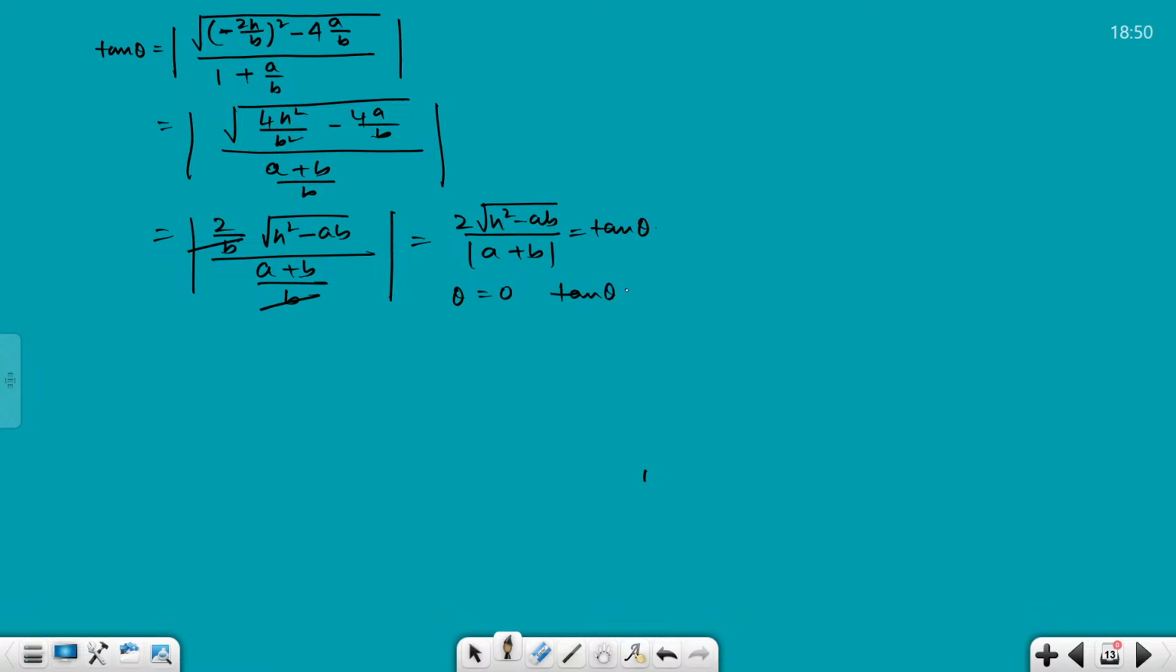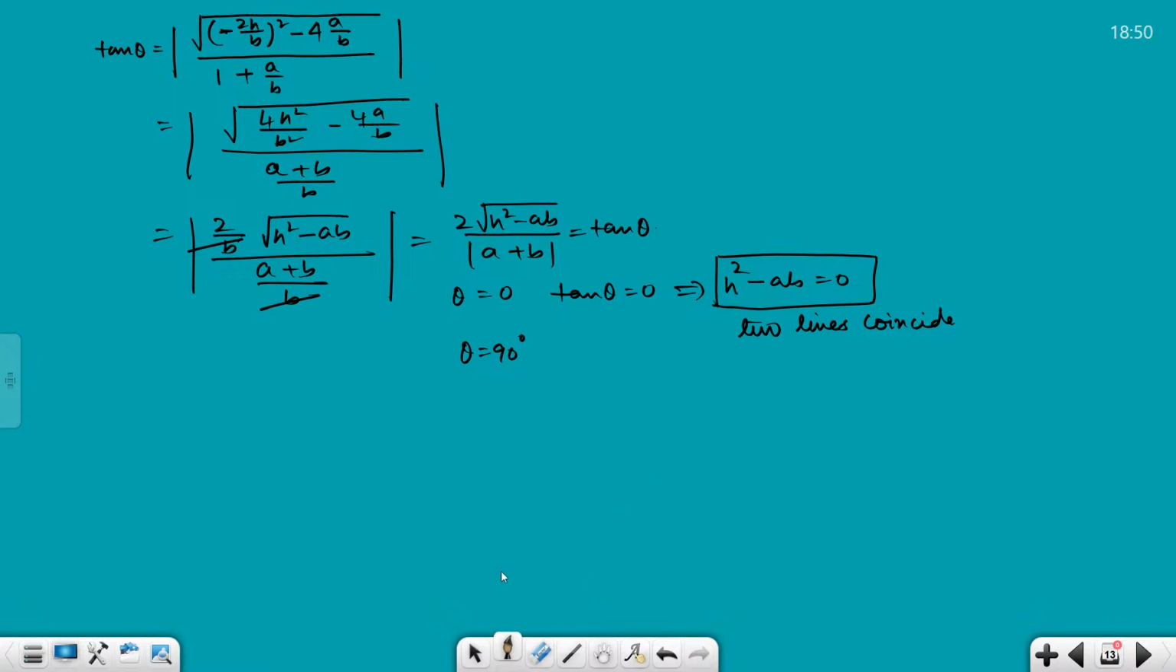If your tan theta is coming to 0, it implies your h square minus ab is coming to 0. So h square minus ab will be equal to 0 when the two lines coincide. Yes or no? But now suppose the angle between them, this theta, is 90 degrees.